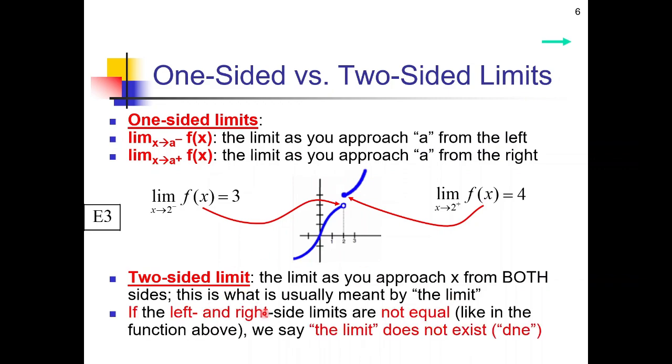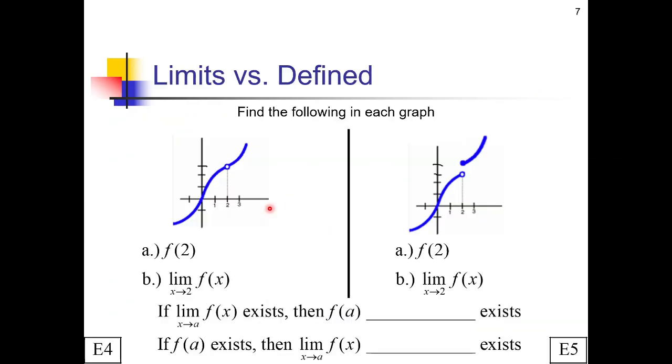If the left and the right side limits are not the same, like in the example above here, then we would say that the limit does not exist. If the limits are the same, like we saw a few examples ago, then the limit is just going to be whatever the left and the right can agree on. We're going to go a little bit further down the rabbit hole now. Pause the video and try out the questions for this graph on the left here.